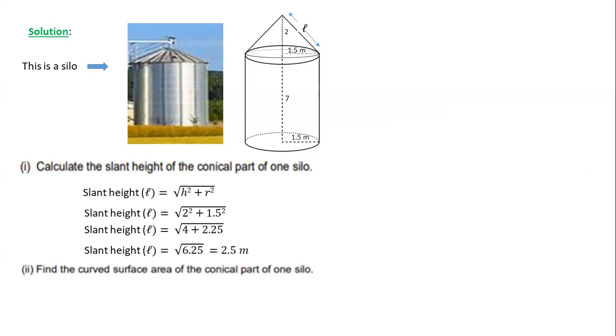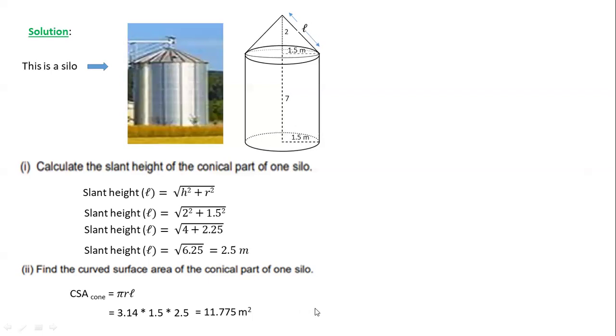Find the curved surface area of the conical part of one silo. This is the curved surface part. Now we have to calculate the curved surface area of the cone. So what is the formula? CSA of cone is pi into r into L. r is 1.5 and L you have just calculated, 2.5. Let's put it: 3.14 into 1.5 into 2.5. That answer will be 11.775 meters square. It is a surface area, that is why the unit should be meter square. Don't forget to write the units.